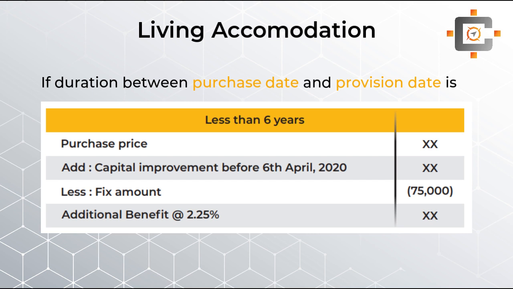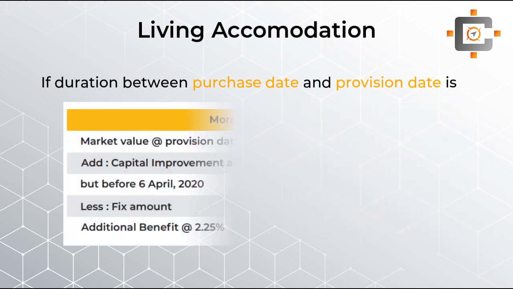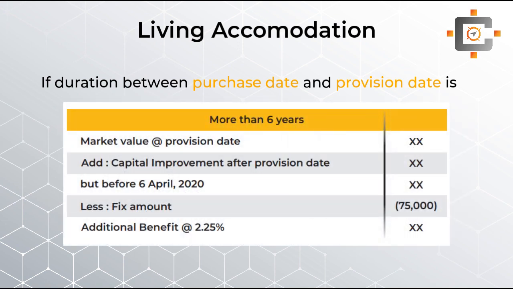But that £25,000 is not your additional benefit, students. It is just an amount. That £25,000 should be multiplied by 2.25%. The additional benefit arises at the rate of 2.25%. Please remember that, because lots of students make mistakes here. Now suppose the gap is more than 6 years, what will happen? You can see the pro forma, and you have to memorize it.